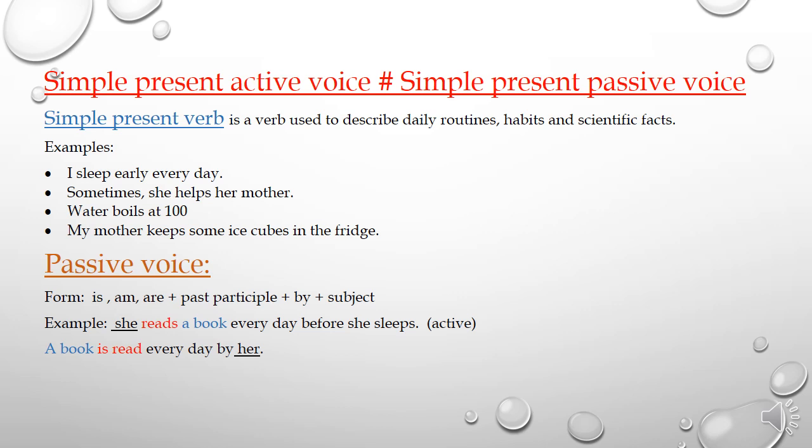then add is, am, or are, plus verb 3 or the past participle. Now because a book here is singular, we use is, and reads here is going to be read. Okay, so a book is read every day by her. She will be what? I will replace she and write an object pronoun, and it will be her.